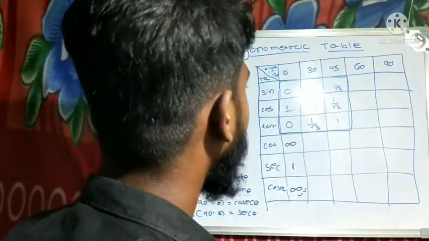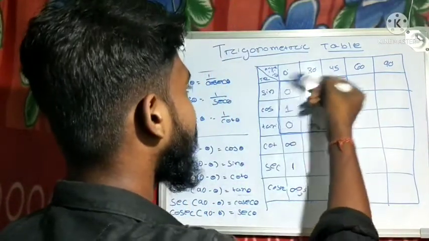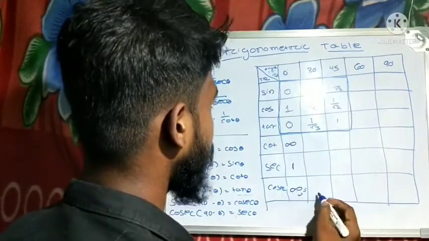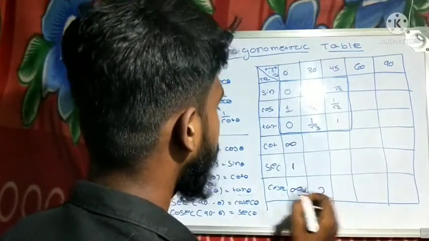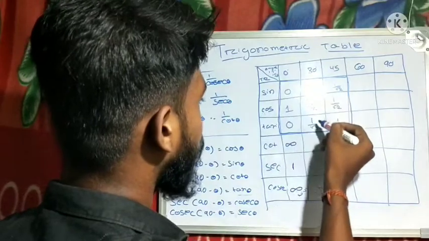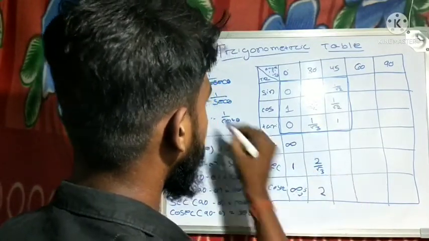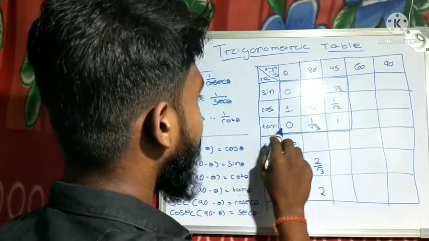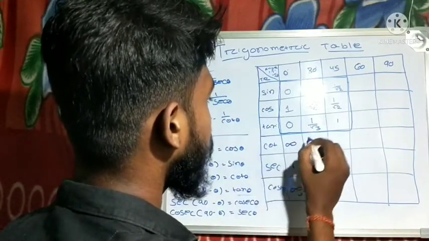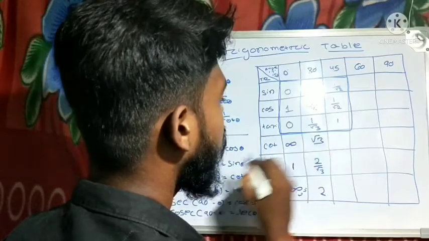Then comes to 30. How is that 30? You know again, sin 30 is equal to 1 by 2, so cosec 30 should be 2 by 1, that means 2. As cos 30 is equal to root 3 by 2, sec 30 should be 2 by root 3, because this is the reverse. From that formula, tan 30 is equal to 1 by root 3, so cot 30 should be root 3 by 1, which is equal to root 3.